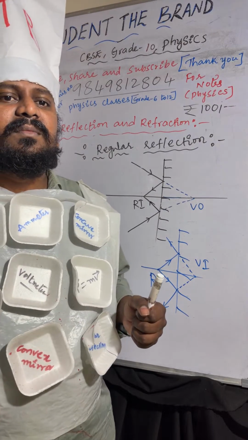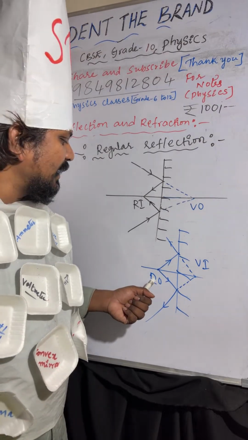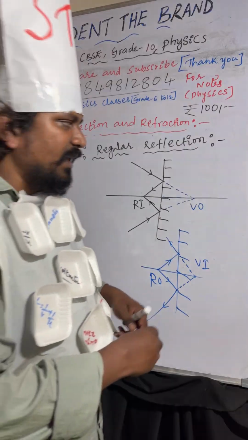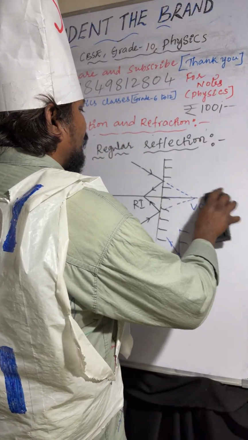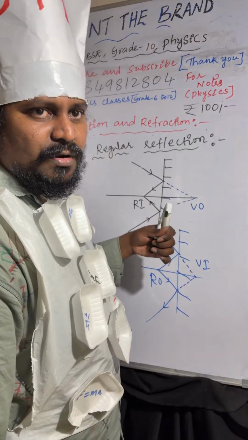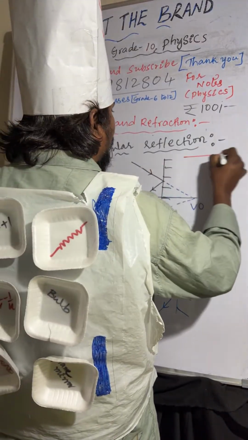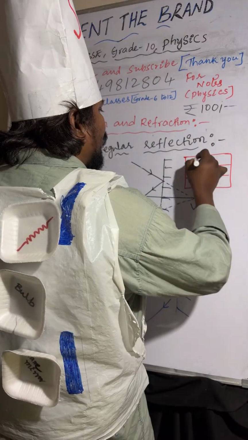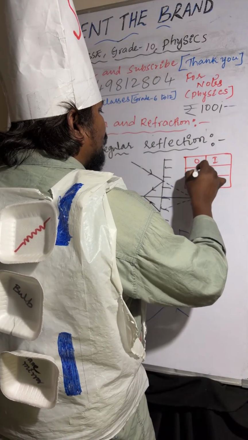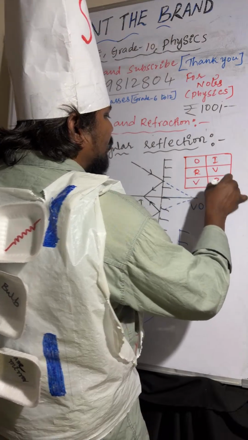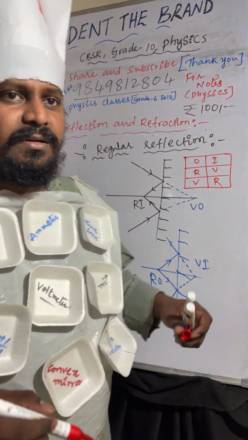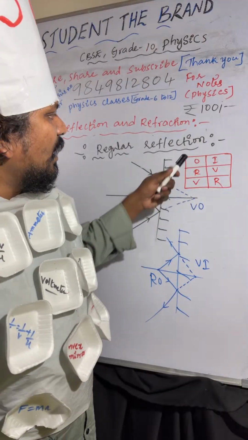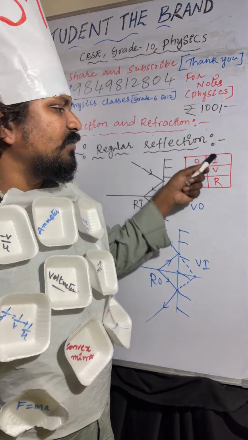And from this point light rays are coming. Yes or no? That is a real object. If you see the tabular column, I am drawing the tabular column. So now you can see here, this is the tabular column. Object is real, image is virtual. Object is virtual, image is real.